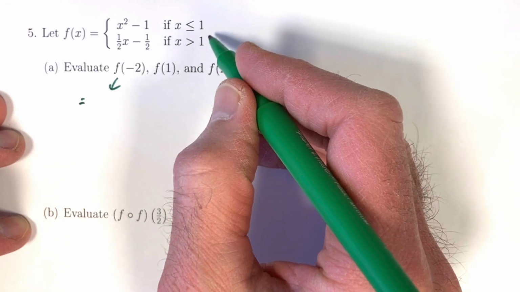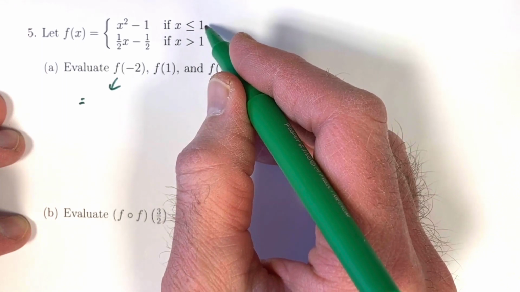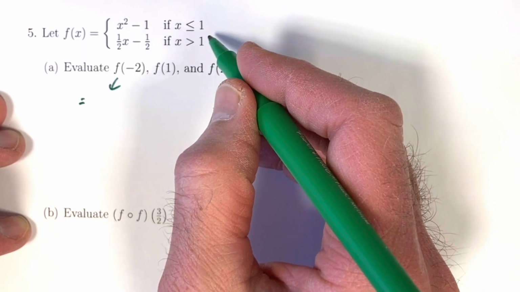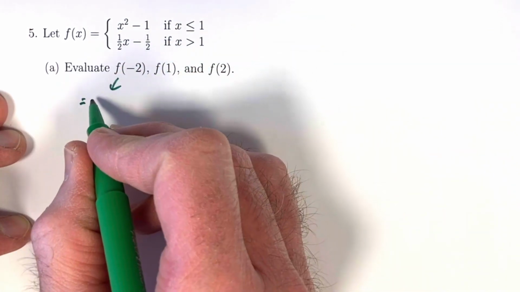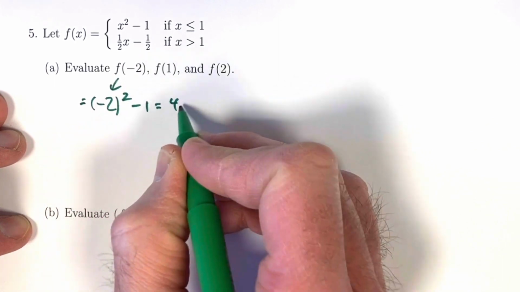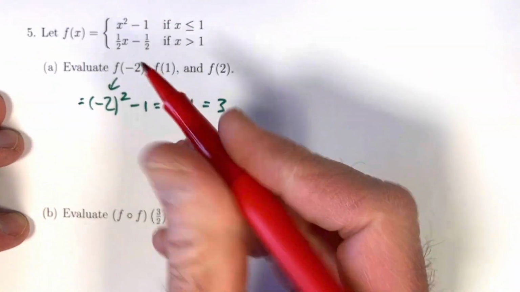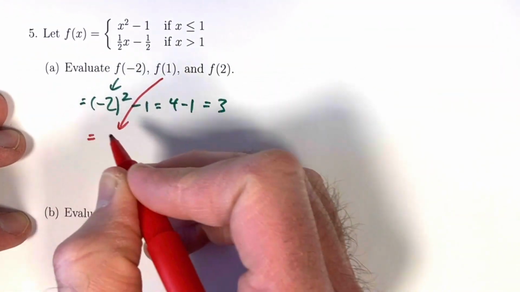Which case does negative 2 fit in? Negative 2 is indeed less than or equal to 1. It's to the left of 1 on a number line. Therefore, I use the first formula. I get negative 2 quantity squared minus 1. That's 4 minus 1, or 3. That will be f of negative 2. What about f of 1?